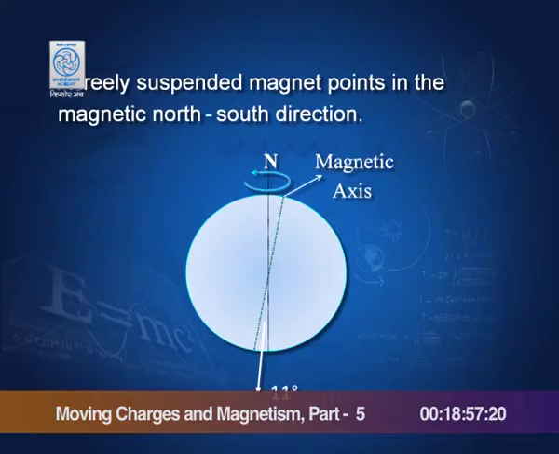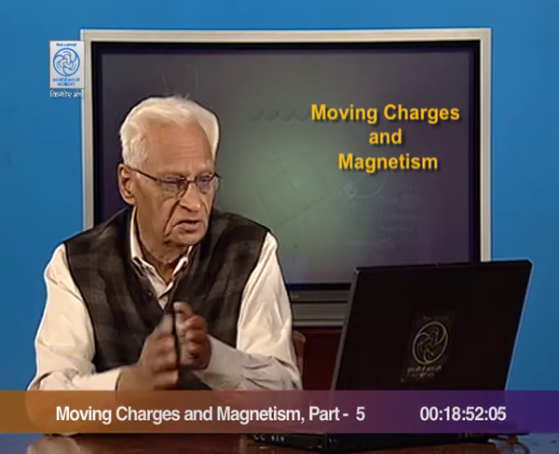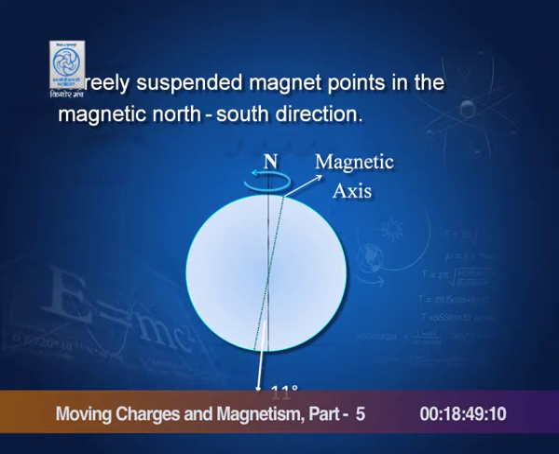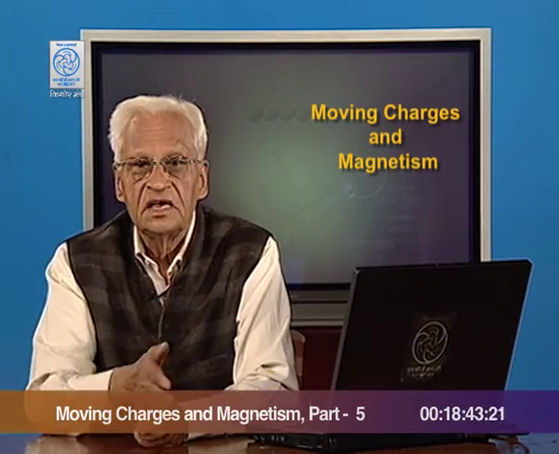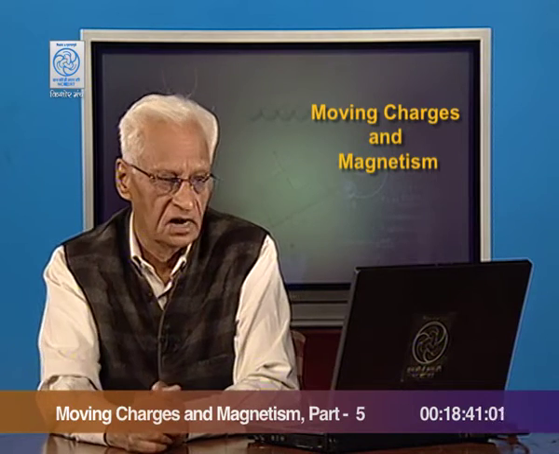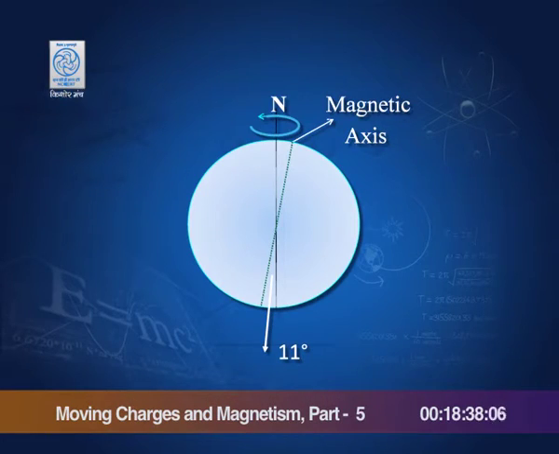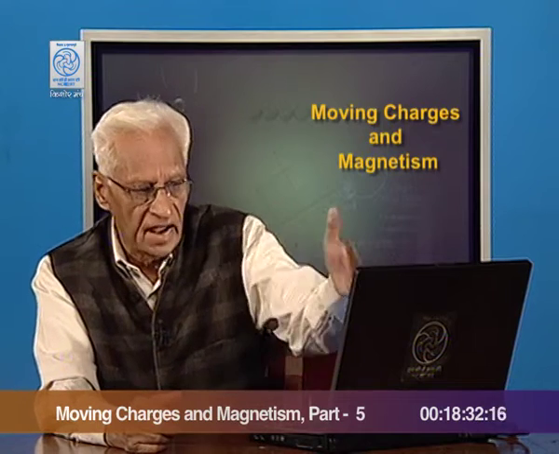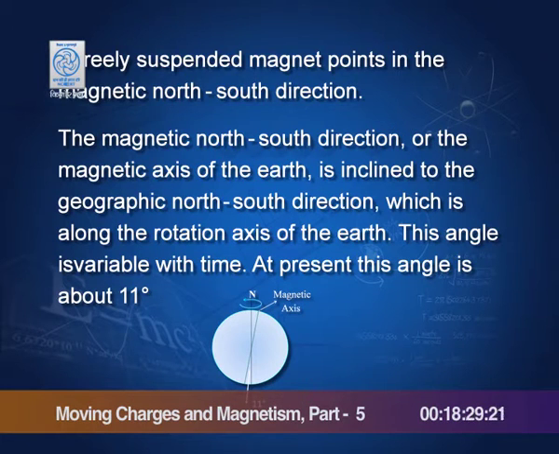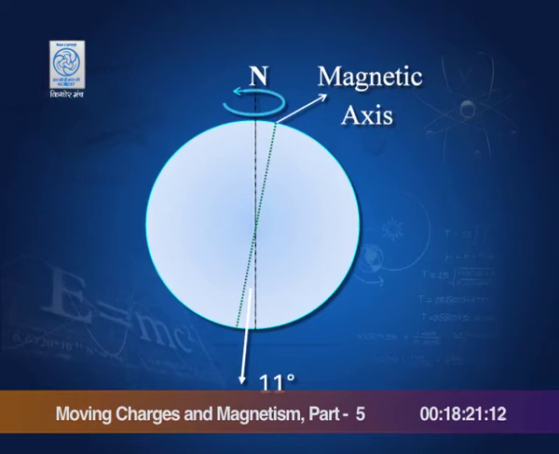Strictly speaking, a freely suspended magnet points in the magnetic north south direction, not geographic. You see, here I have shown both the directions. The north south direction, which is geographic, is the actual axis of rotation of the earth. The magnetic axis, here is a magnetic north and magnetic south. This line joining the magnetic north and magnetic south is called the magnetic axis, and this makes an angle of about 11 degrees with the north south direction. This angle changes with time, but at the moment this value is about 11 degrees.